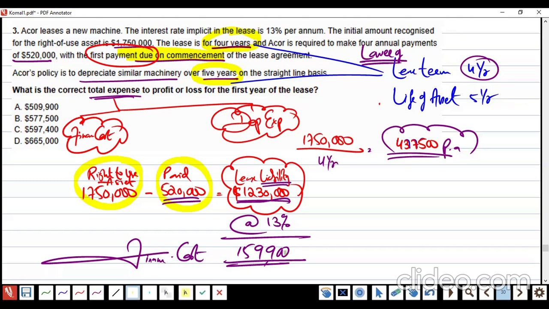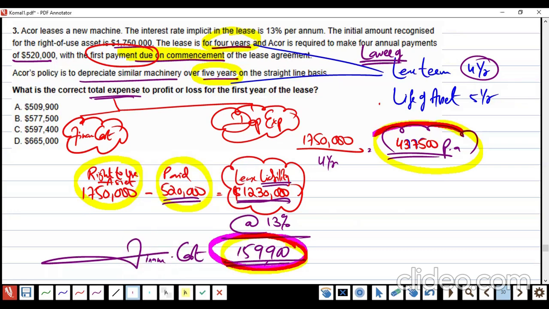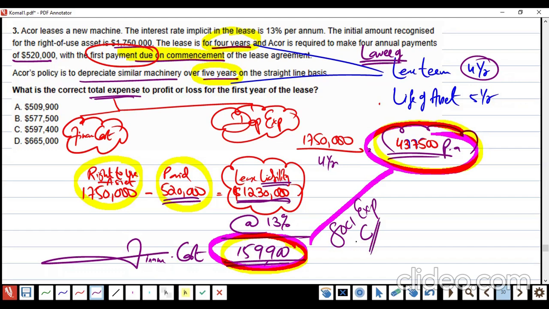This is the expense, that is the expense. They are asking the total expense of this question, so what is it? 597,400. C, you mean to say? Yes, C for cat. Any problem in that? No. Okay, fine.